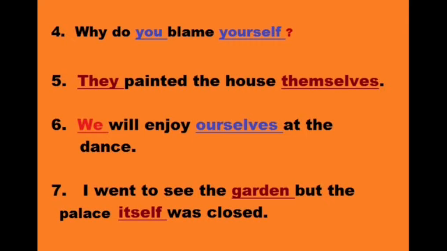They is plural, so we are using selves: themselves. They, themselves. Themselves reflects on the subject they. Sixth one, we will enjoy ourselves at the dance. We is the plural form. We is the subject and ourselves is the object. Ourselves reflects on the subject we. So, we will enjoy ourselves at the dance.